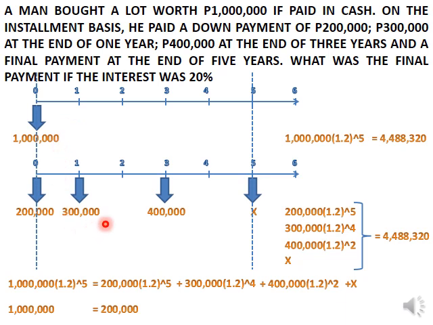Now we project 300,000 to year zero. That must be 300,000 divided by 1.2. And then compute the present worth equivalent of 400,000 to year zero. We divide it by 1.12 raised to, this is 3 years from year zero, plus the present worth equivalent of x, which is x divided by 1.2 raised to, this is 5 years from year zero.